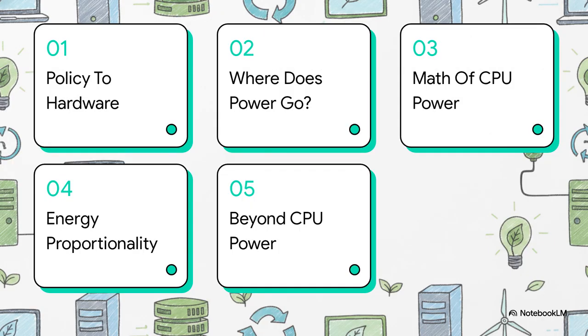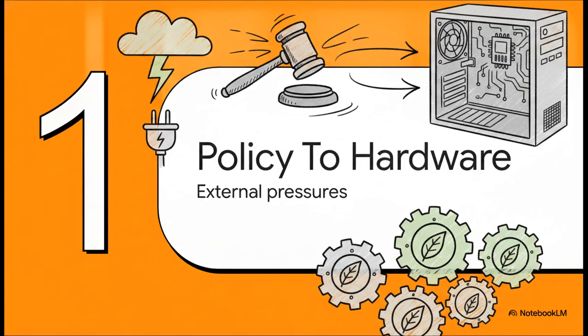So here is our roadmap for the explainer today. We'll start with how policy dictates hardware, look at where the power actually goes, break down the math of CPU power, tackle this thing called the energy proportionality problem, and finally we'll look at managing power beyond just the CPU. All right, let's jump right into part one, from policy to hardware.